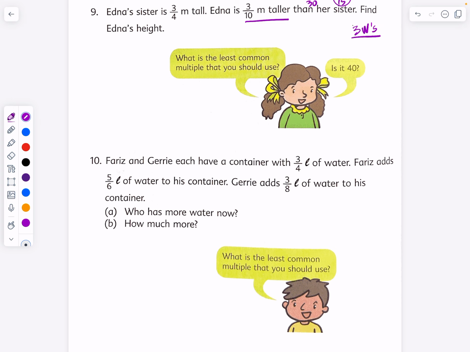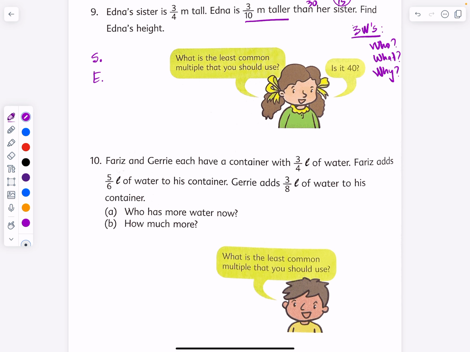The 3 W's is who is the problem talking about? What is the problem talking about? And why are they asking us to solve it? In other words, what is the question? So who is the problem talking about? It's talking about a sister and Edna, or Edna's sister. What is the problem talking about? It is talking about the height, their height.